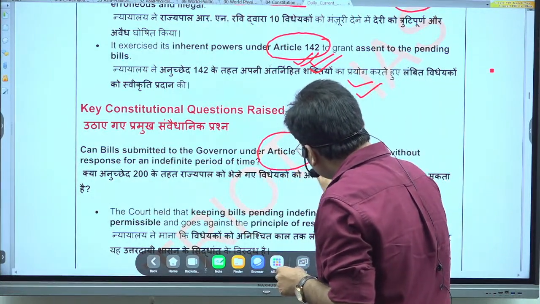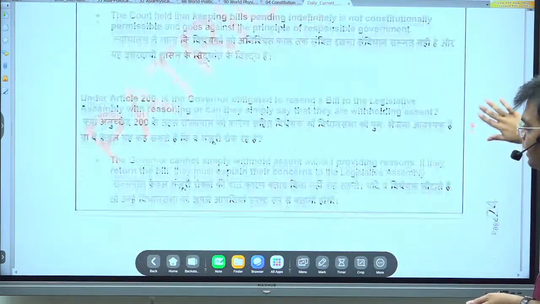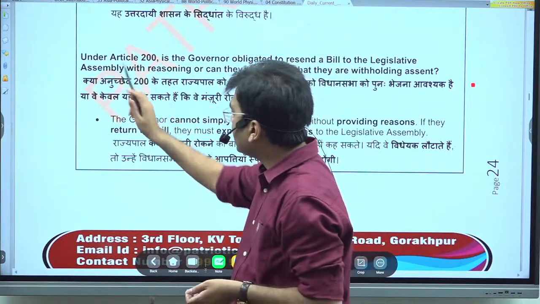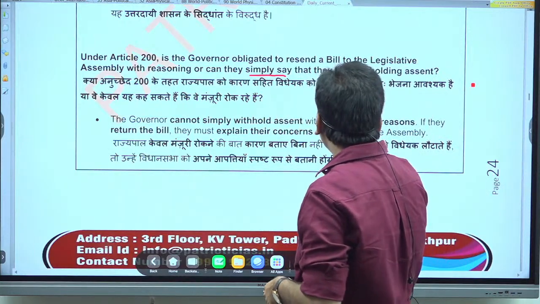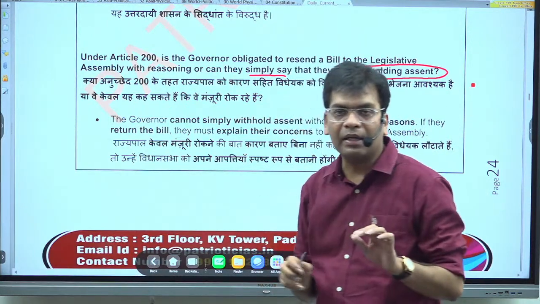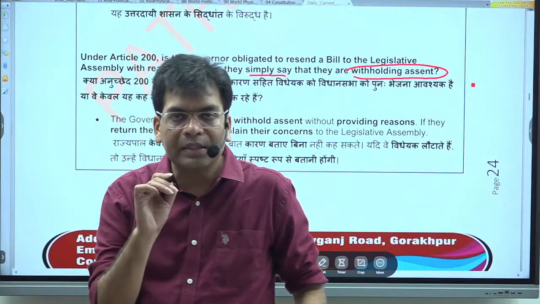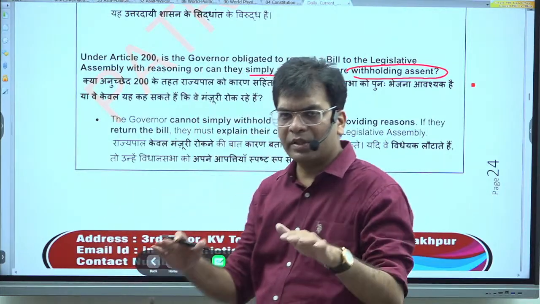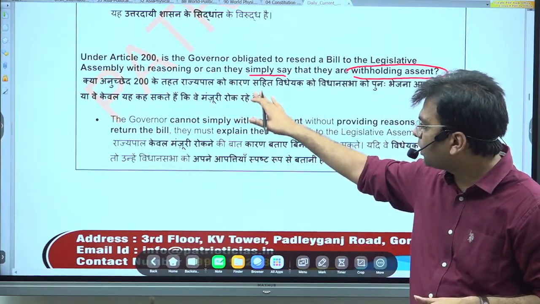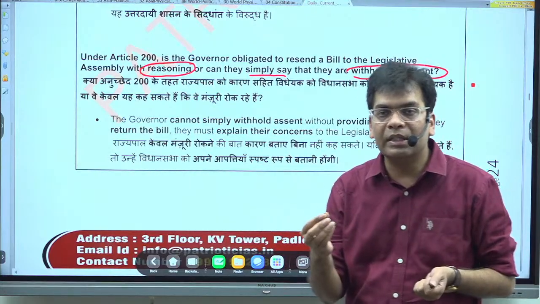In the original constitution, the time limit has not been defined. But here there was a question asked to the judiciary under Article 200: is the governor obliged to resend the bill to the legislative assembly with reasoning, or can he simply withhold assent? It means that if a bill comes to the governor, can he send it with the reason why he is not giving assent, or should he just reject and withhold assent without telling anything? Here the Supreme Court has said that reasoning should be provided as to why the governor is not giving his assent.